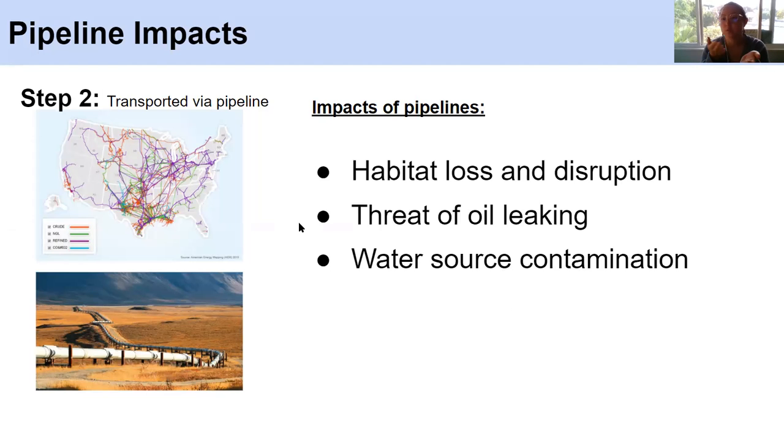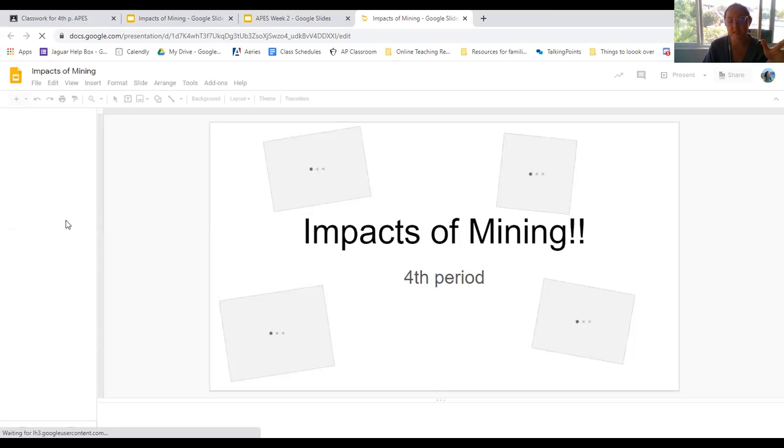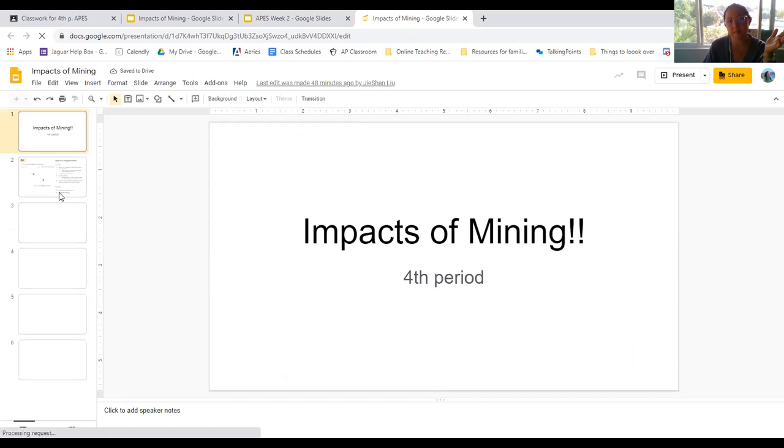So now we kind of talked our way through the impacts of drilling, right? Both the environmental and economic impacts of producing and transporting oil. So now, aside from oil, we also have natural gas and coal. So instead of doing it as a whole class, I asked you guys to go into breakout rooms and examine artifacts that I've given to you about coal and natural gas. And so I split you guys up into groups of 3 or 4.